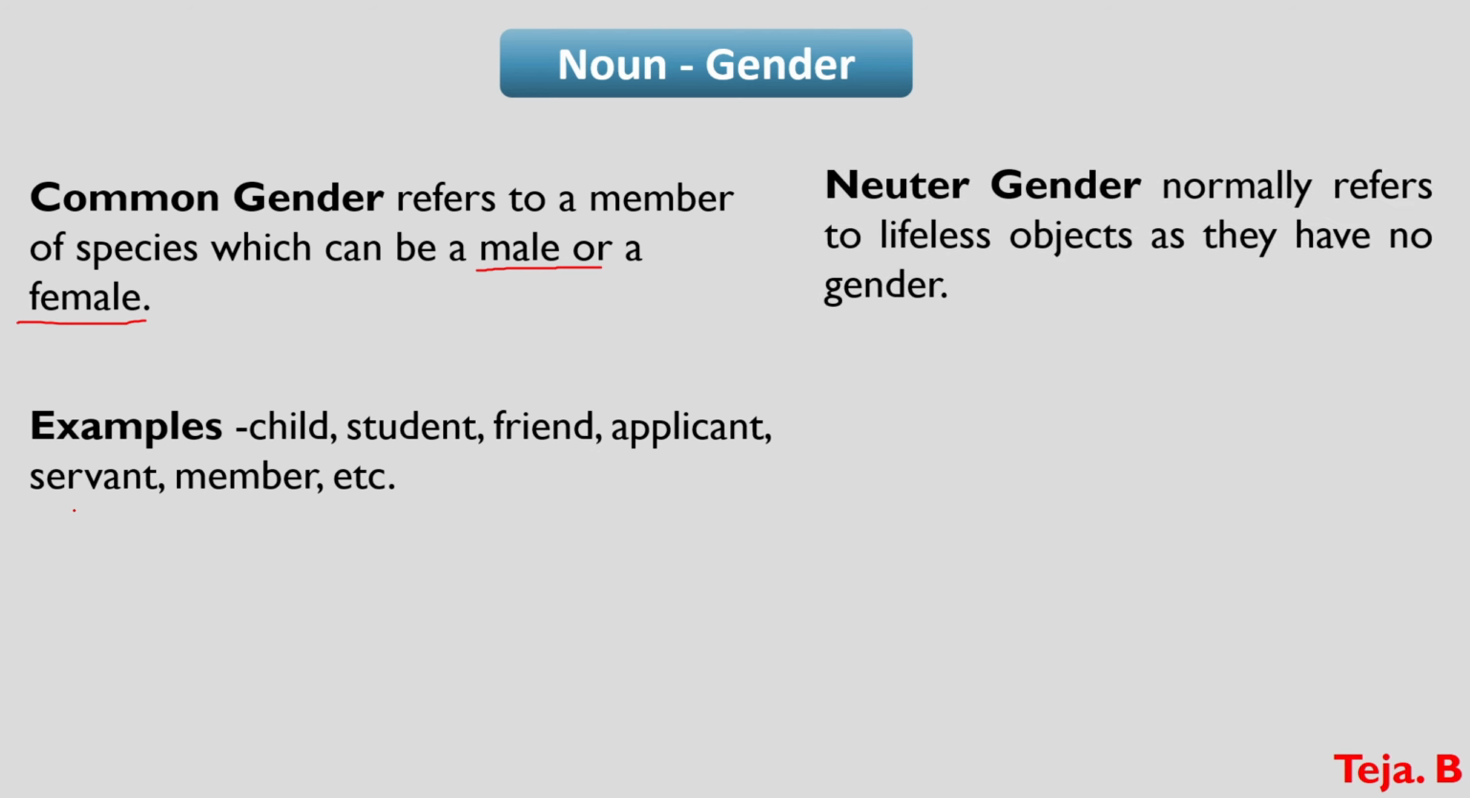The next one, the fourth one, is neuter gender. Neuter gender commonly refers to lifeless objects, as they have no gender. Usually, lifeless objects do not have genders. That's why they are called neuter gender.